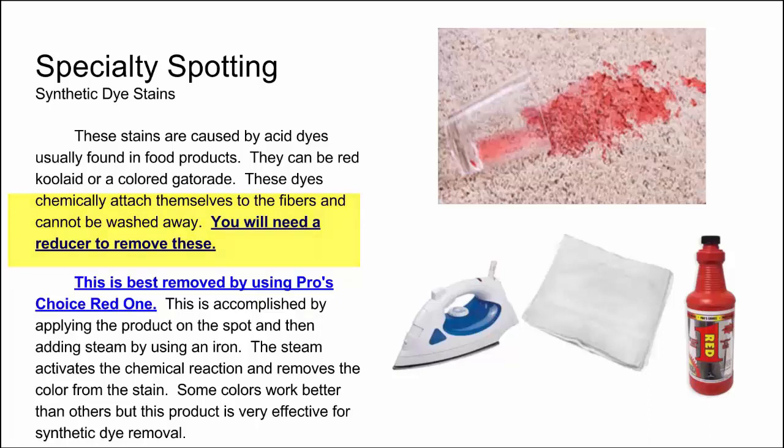It doesn't technically remove it, but it chemically alters the color, so it renders it invisible. Now, how you use this product is you just simply spray it on. A lot of times if you come up to the red stain and you see it before you start cleaning, I do recommend go ahead and spray the red one on it prior to cleaning. Let it do its work. Right at the beginning, you can spray it before or after the pre-spray goes down.